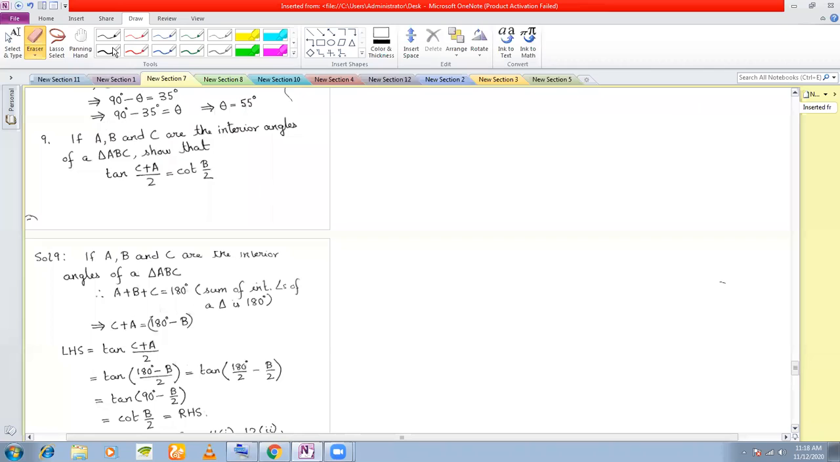So given here is ABC are interior angles of a triangle ABC. Show that. Now, what do you mean by interior angles of a triangle? If ABC are interior angles of a triangle, that means the sum of the interior angles has to be 180 degree. So you have A, B, and C. Okay, sum of the angles here is 180 degree. That is what is given to us. Okay, you need to show that tan (C plus A) by 2 is equal to cot B by 2.